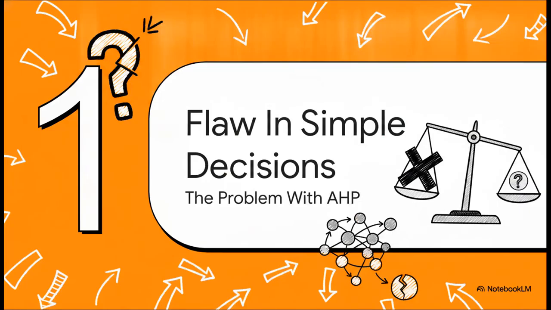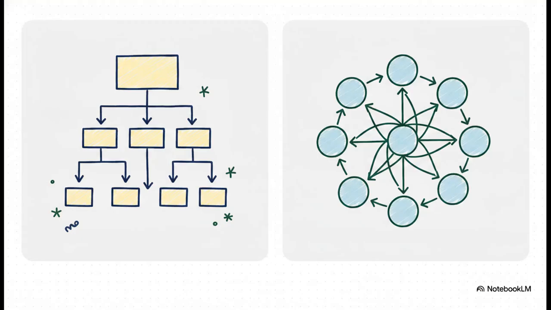Section 1, the flaw in simple decisions. Let's dive right into how we usually tackle decision analysis and the fatal flaw that's actually hiding in standard practices. For years, the analytic hierarchy process, known as AHP, was basically the gold standard for breaking down complex decisions. You'd list your goal, your criteria, and your options. Simple, right? But AHP operated on this really rigid illusion of independence.